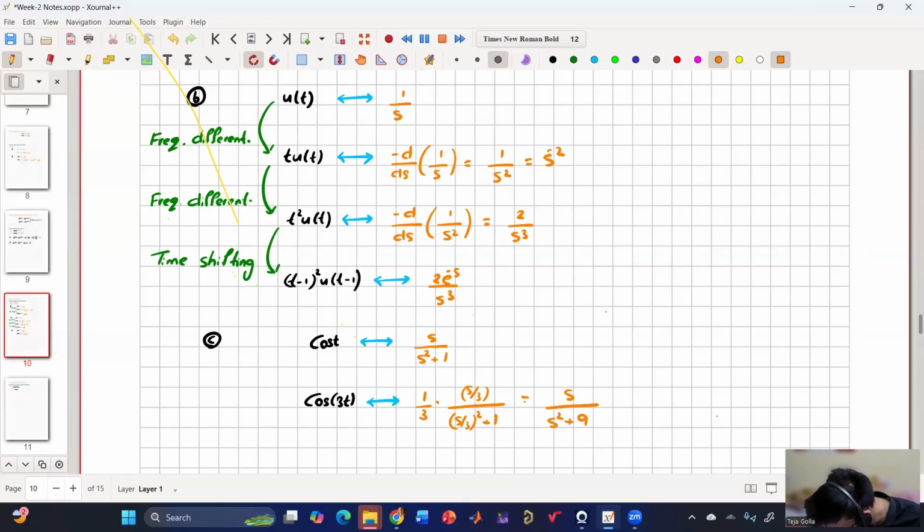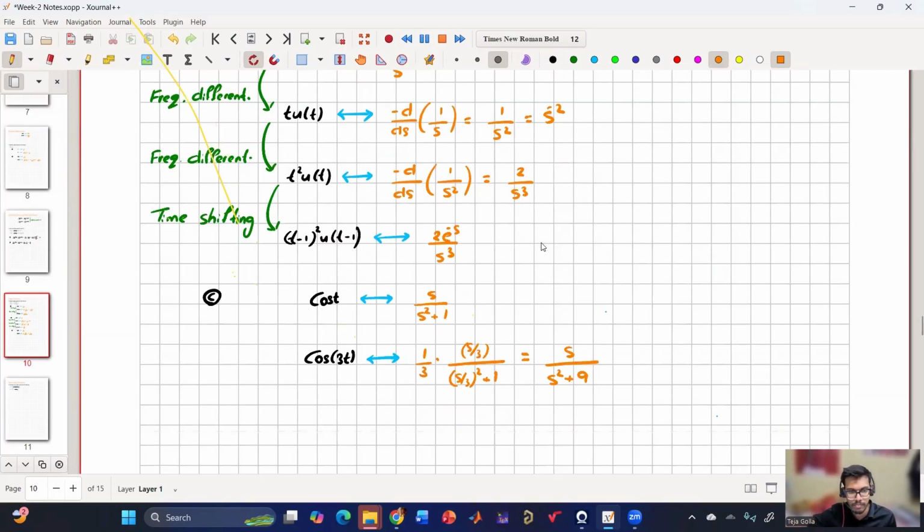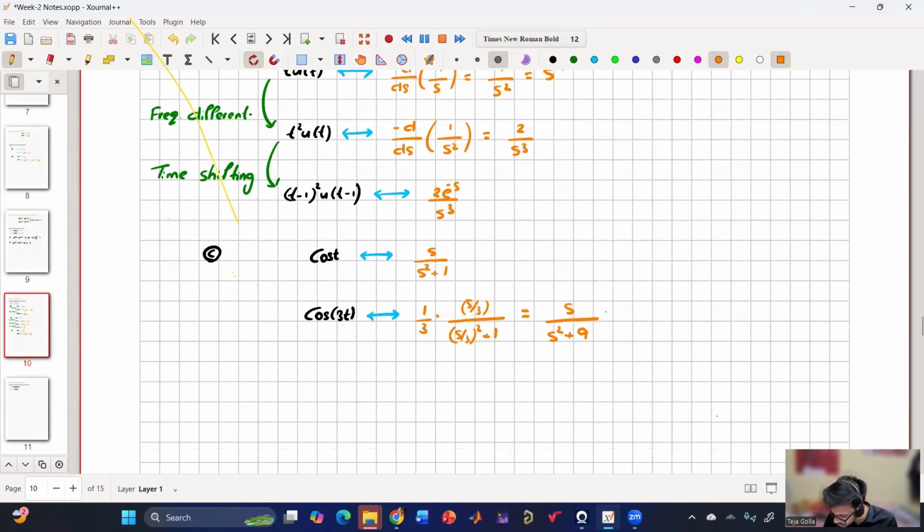So this is also like a standard result. Cos omega t is s by s square plus omega square. But if we do not remember, it's okay. If we remember the property, we can derive it on the spot. So that's why I have derived. So here we have used time scaling, right? Everyone agree? Yes, sir.